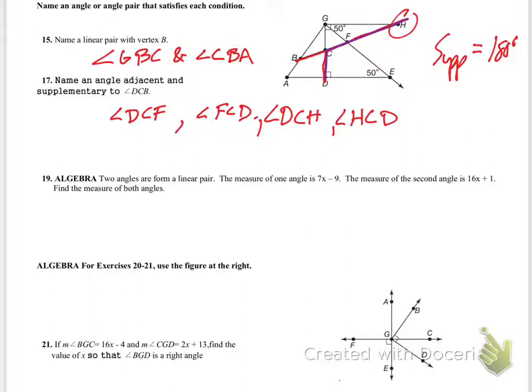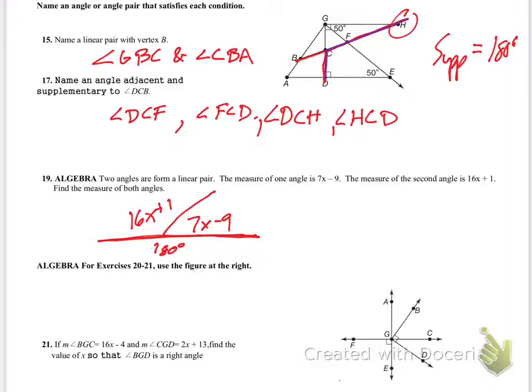19, two angles form a linear pair. So let's just say it's like that. One is 7x minus 9. The measure of the second angle is 16x plus 1. So that's what's given to us, right? But we need to assume, since it's a linear pair, that this right here is equal to 180 degrees.